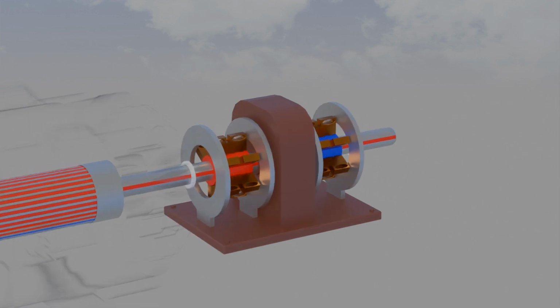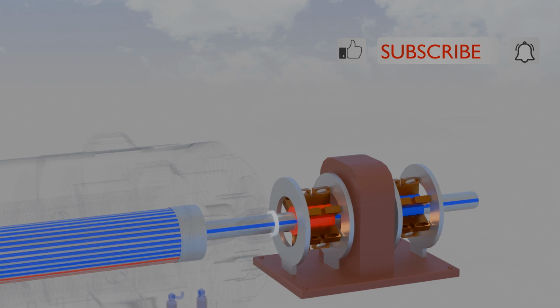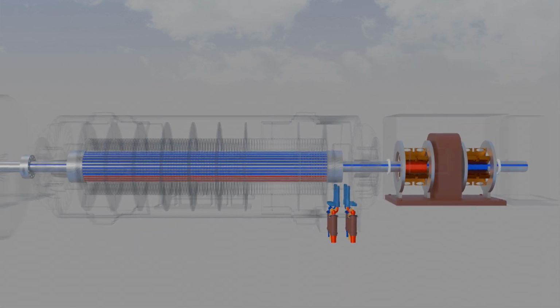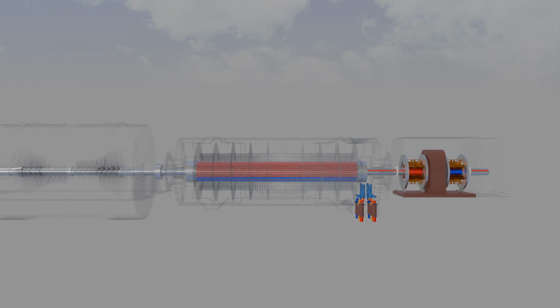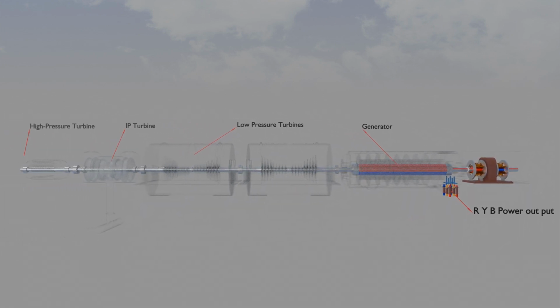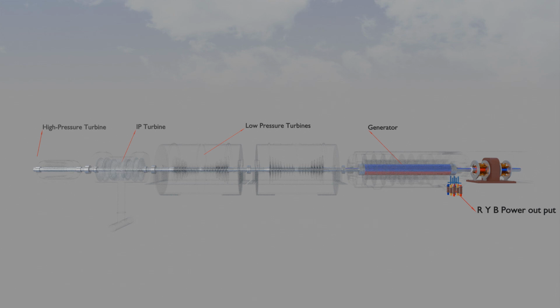The generator has a terminal, often called the end box, where the wires are connected. These output wires are usually color-coded in red, yellow, or blue to show different connections. The generator produces electrical power, which is then sent to the grid or used to power local devices.